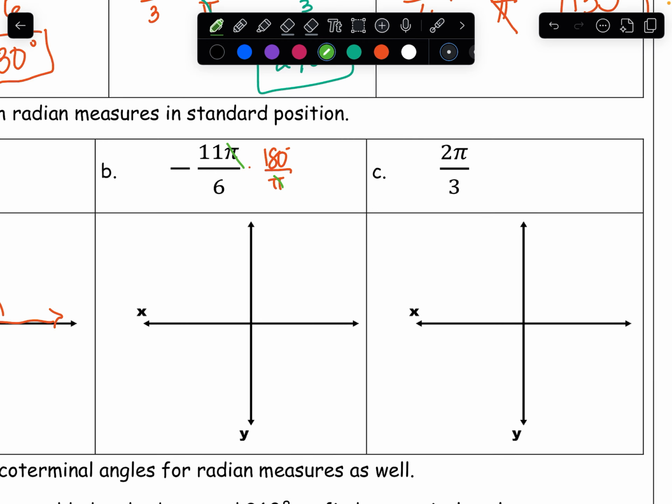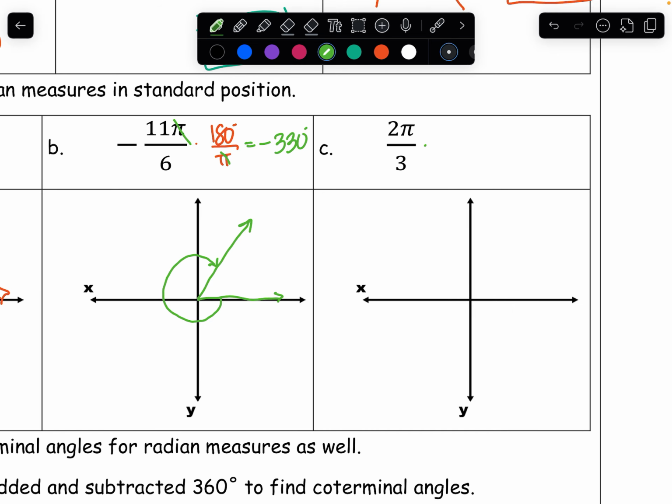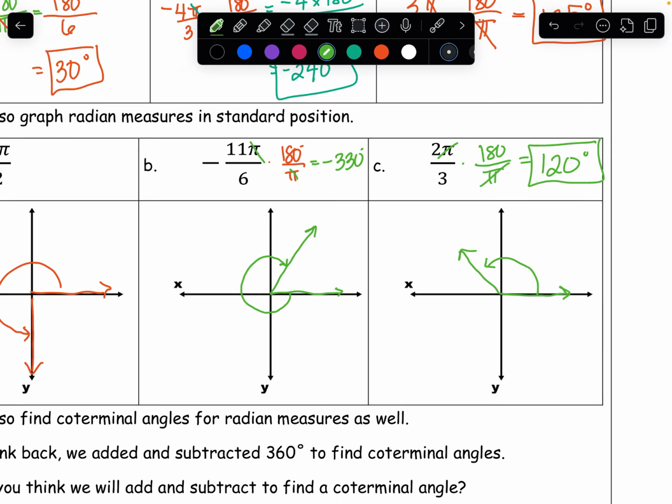And so again, the pi's cancel, and we would get negative 330 degrees. So again, initial side, it's greater than 270. It's pretty close to 360, and that creates our angle. And so again, for C, we're going to multiply. We want to cancel out that pi. So the pi's cancel, multiplying across, we get 120 degrees. And so initial side, it's greater than 90 but closer to 90 than 180, and there is our angle.